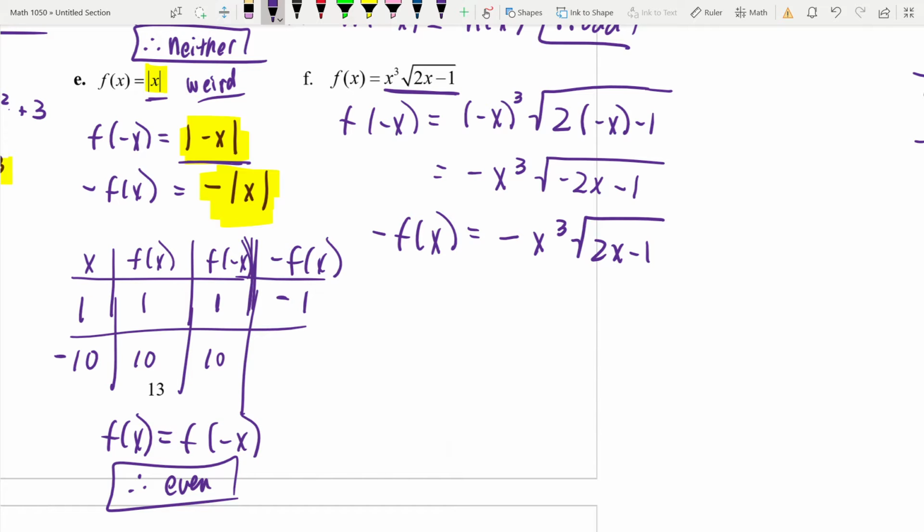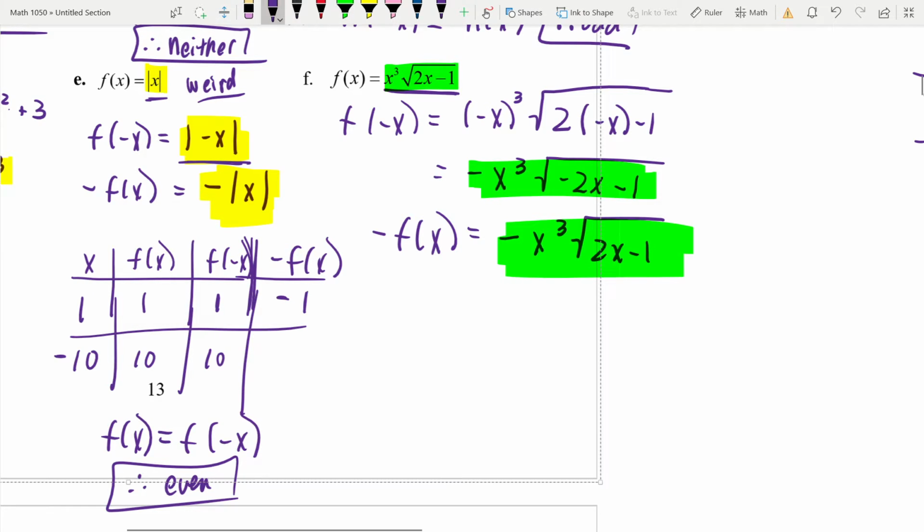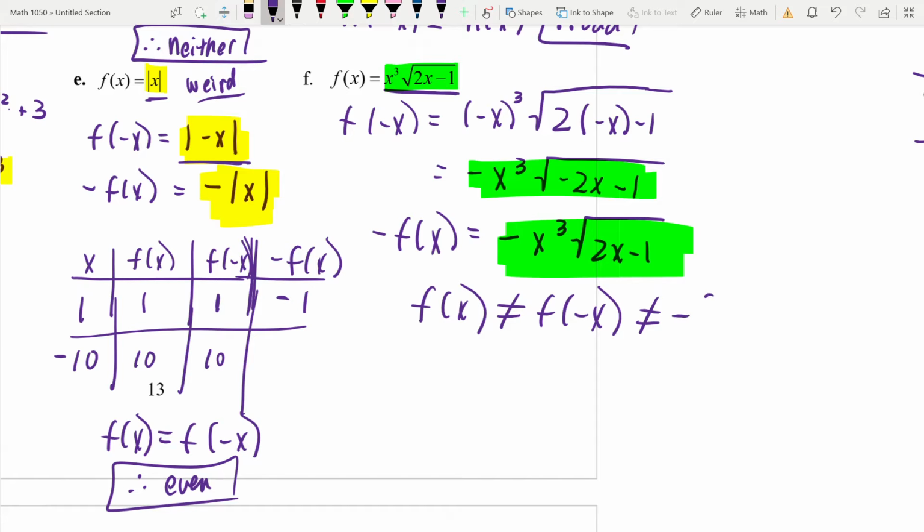So now just compare, guys. Look, is this the same as this or the same as that? No, they're all different. So I'm going to say f of x is not equal to f of negative x, which is not equal to negative f of x. Therefore, my answer is neither. That's it.